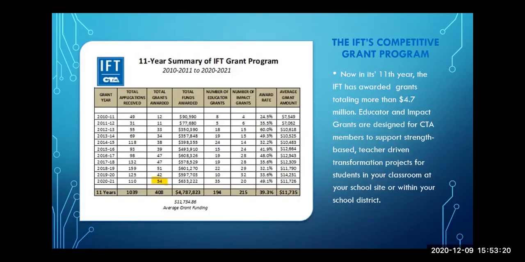Now, the IFT grant program is a competitive grant program, and this is now its 11th year. Thus far, we have provided about $4.7 million to educators throughout the state of California. This year we received 110 total applications. This was a year of a pandemic, and yet this was the year we awarded the most grants, 54.